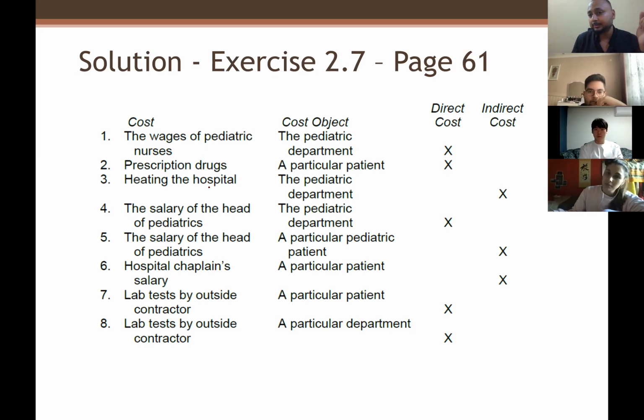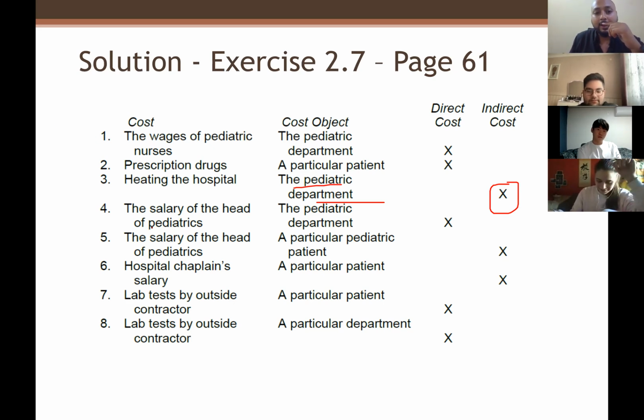Heating the hospital to a particular department, the whole department, it's indirect cost, because we cannot easily find out per patient cost of heating. Because in that heating, those who are attendants, janitors, supervisors, and all are using that heating facility, right? It's hard to find out.